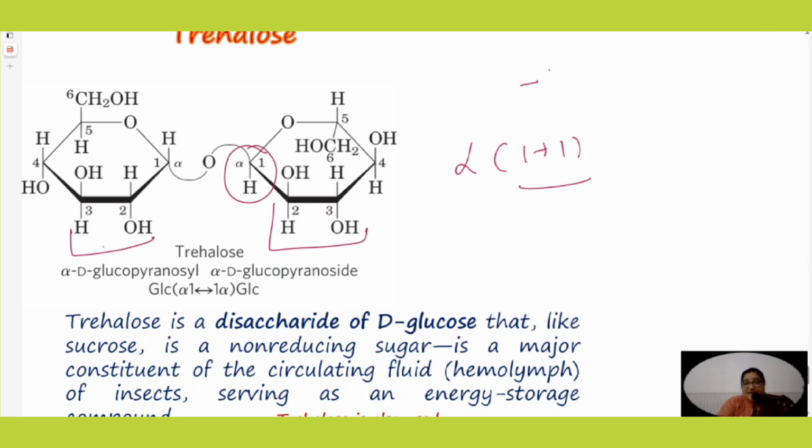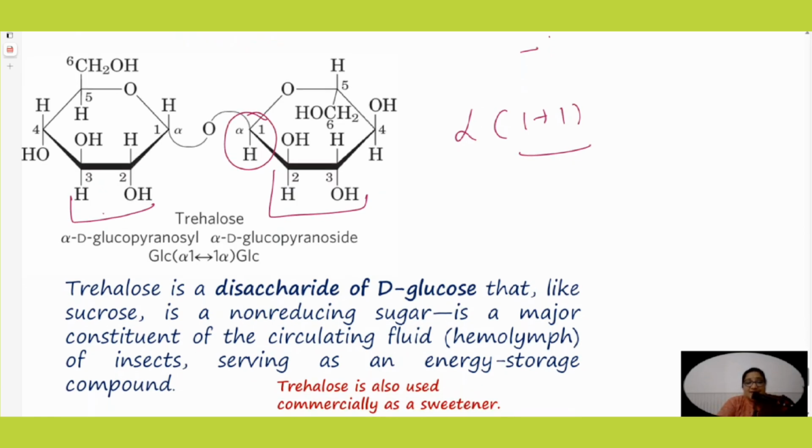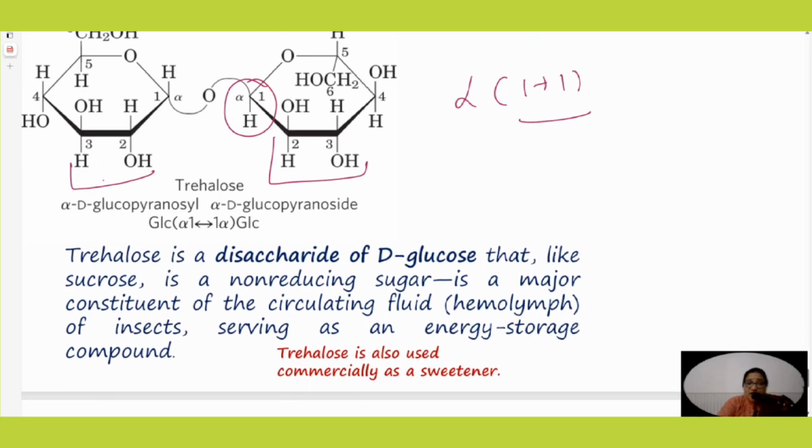So hence we can say that trehalose is a non-reducing sugar. It is a major constituent of the circulating fluid known as hemolymph of insects, and there it serves as an energy storage compound. Sometimes trehalose is also commercially used as a sweetener.